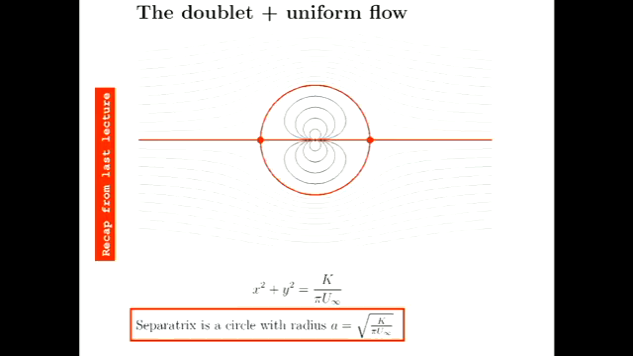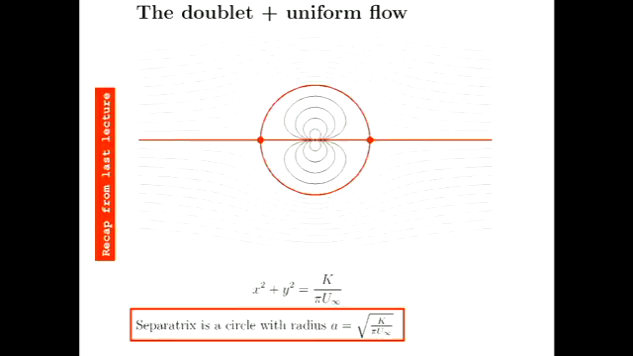So on Tuesday, what we'd done was we kind of finished pushing that source and sink together, and we generated this new building block flow that we're calling the doublet. And then we added a uniform flow to that doublet, and we were able to show, actually very easily, that the separatrix associated with that doublet and the uniform flow was just a circular profile, as given by that equation on this slide.